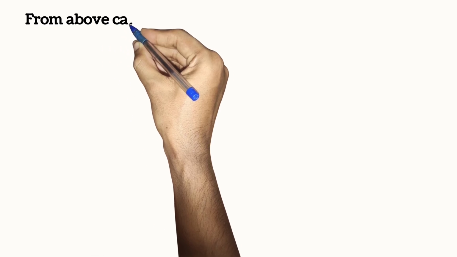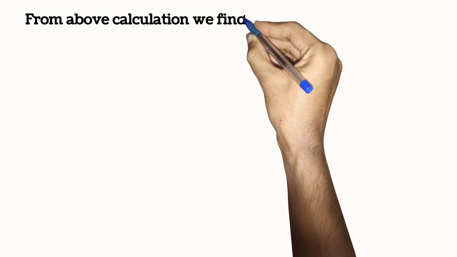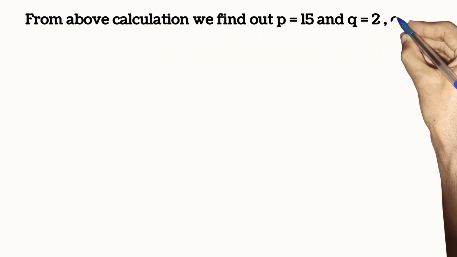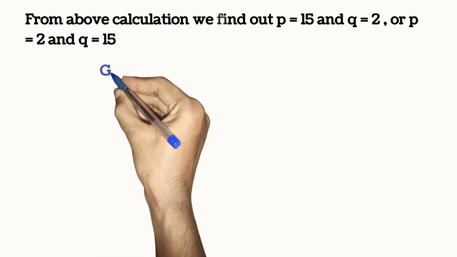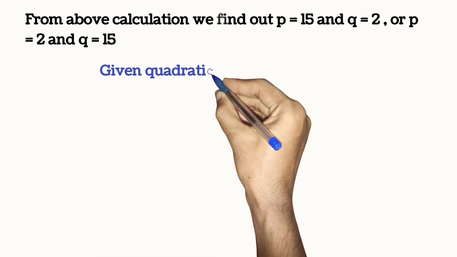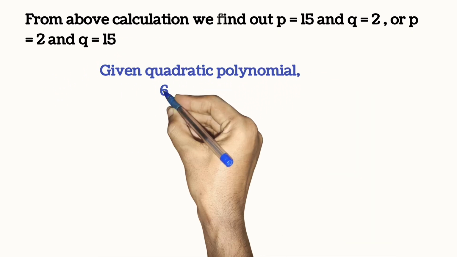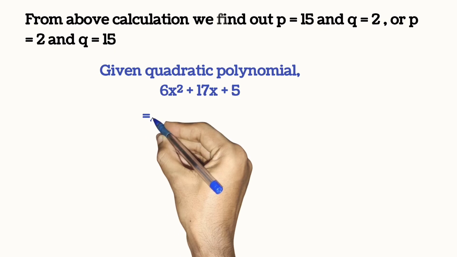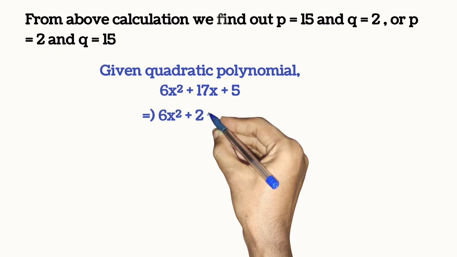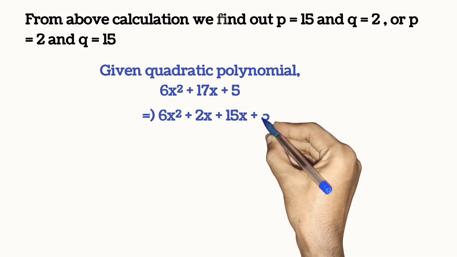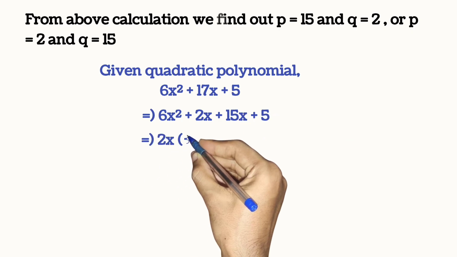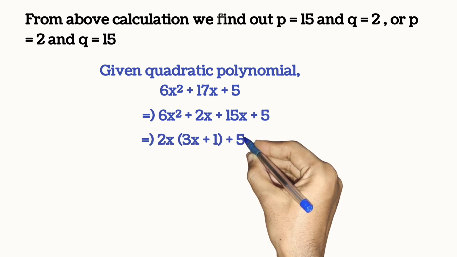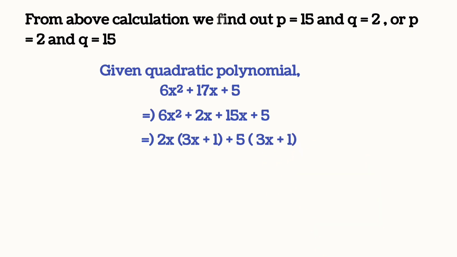From the above calculation, we find out p equal to 15 and q equal to 2, or p equal to 2 and q equal to 15. For the given quadratic polynomial, that is 6x square plus 17x plus 5, 17 can be split as 15 and 2, or 2 and 15. So we can write 6x square plus 2x plus 15x plus 5. Now take 2x as common, we get 2x(3x plus 1), and then taking 5 as common, we get 5(3x plus 1).